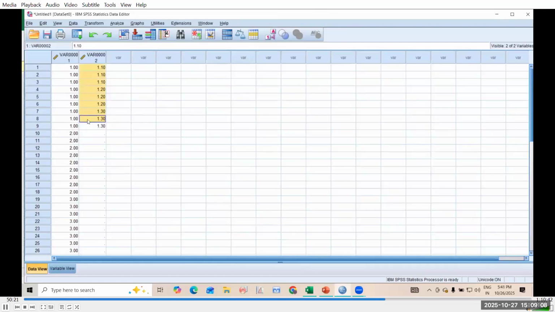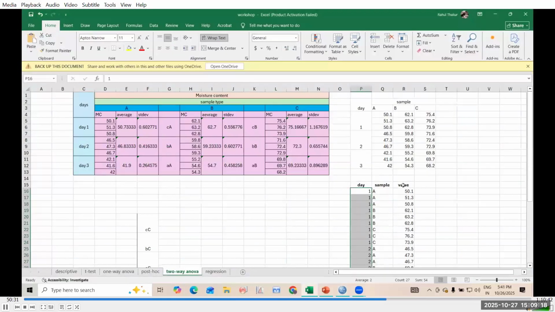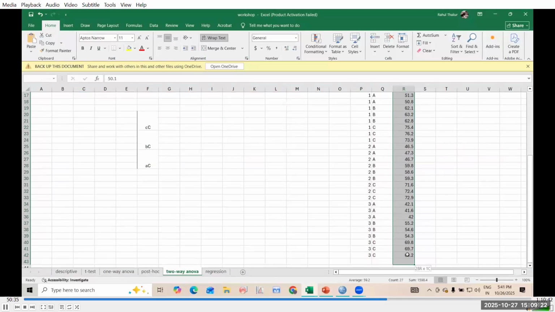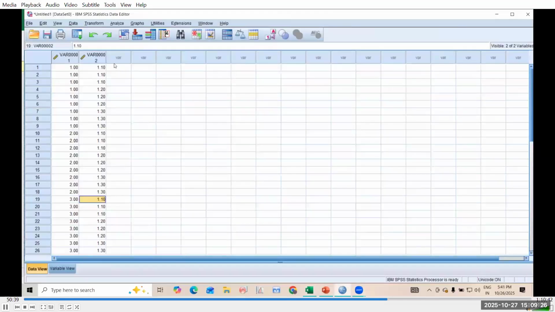Likewise, I have to repeat the same for day 2 and day 3. Then we'll take the dependent variable, that is moisture content, in column 3.